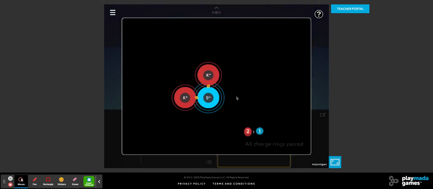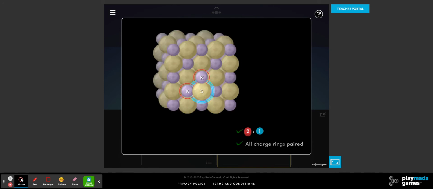So the goal in the end for ionic compounds is to make the net charge equal 0. You want your positive charges and your negative charges to cancel out.